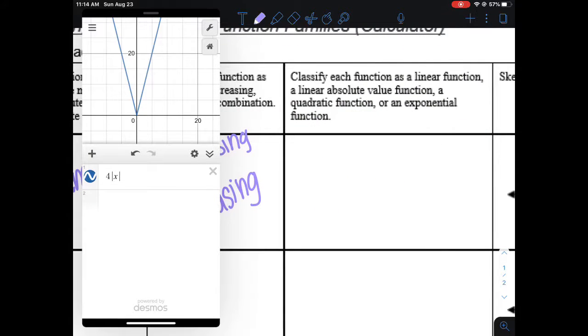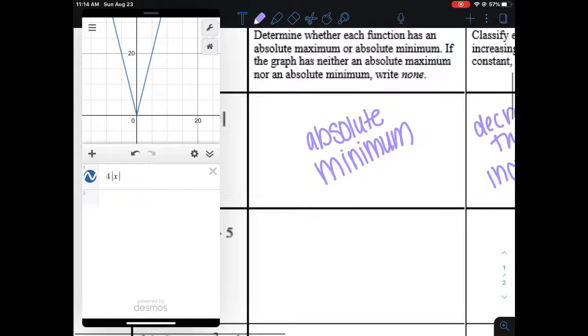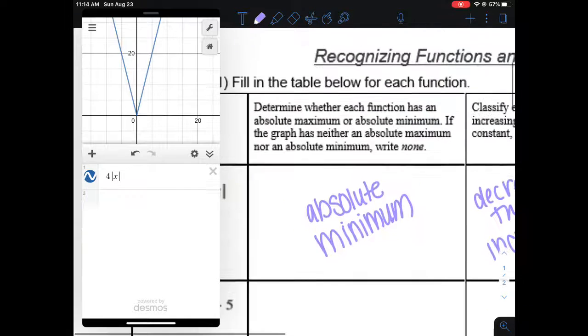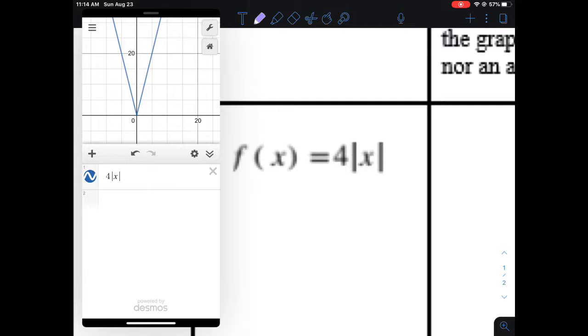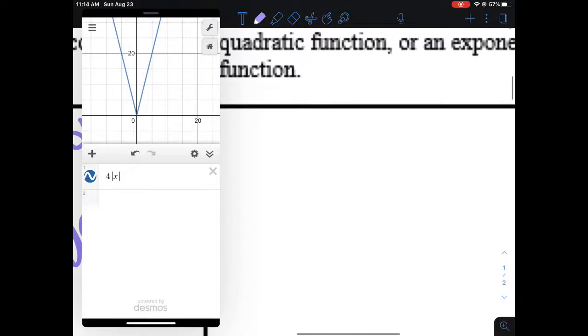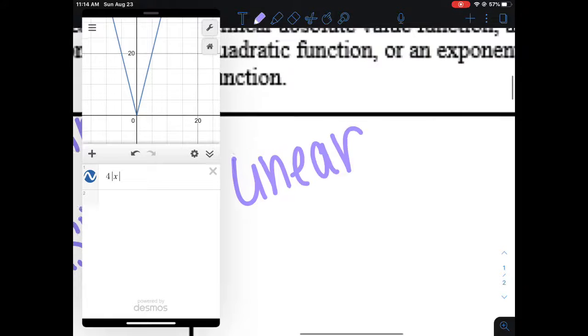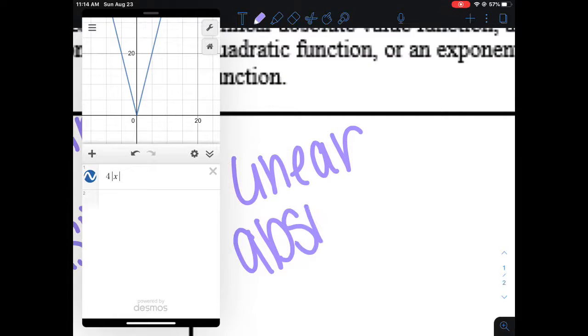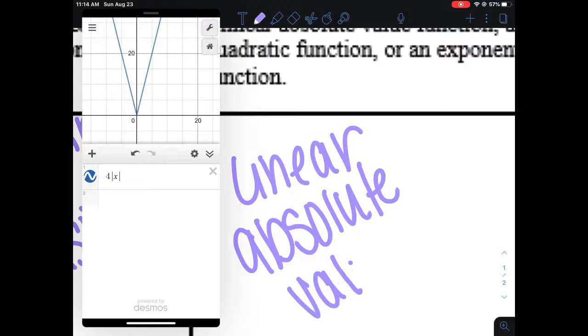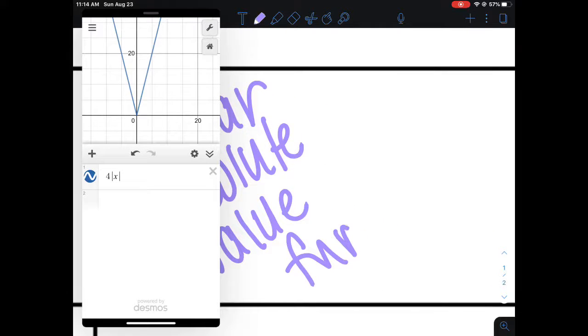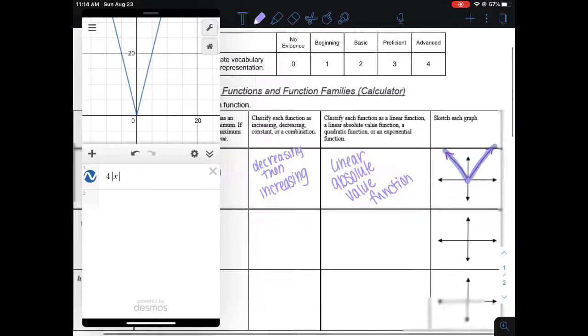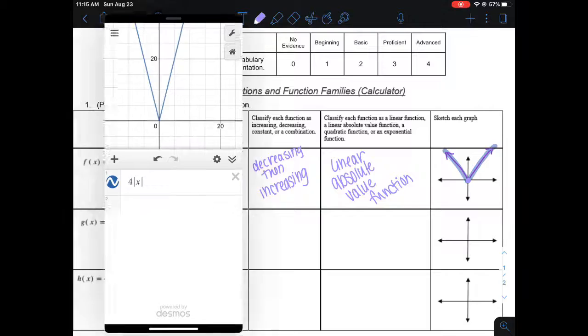And then classify which function family this function belongs to. Well, you can either look at the graph and tell, or you can look at the actual function itself. And we have those absolute value bars. So this one is a linear absolute value function. Or we could look at the graph. A V-shaped graph is a linear absolute value function, V for value.